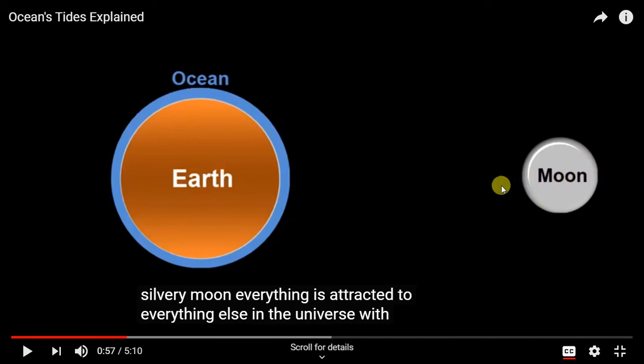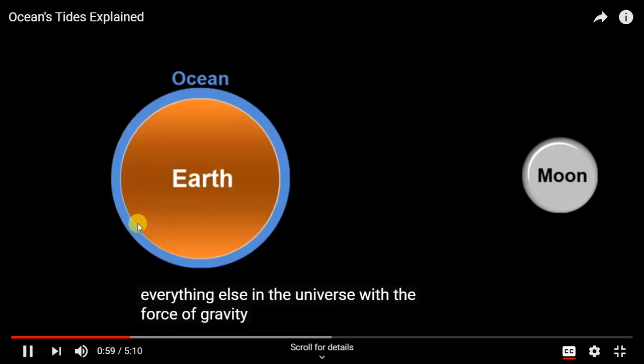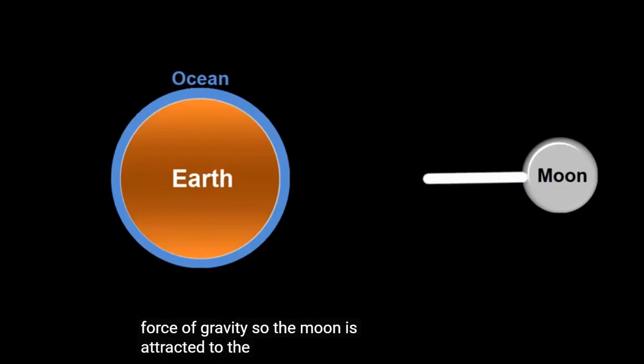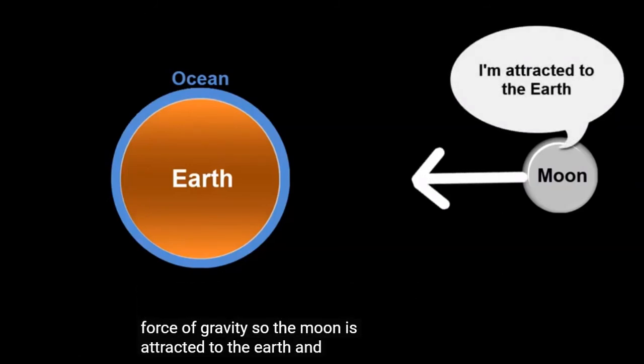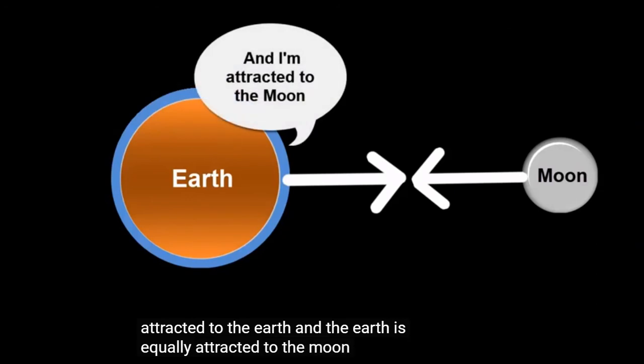The Earth is attracting the moon, and at the same time the moon is attracting the Earth with the force of gravity. So the moon is attracted to the Earth, and the Earth is equally attracted to the moon.